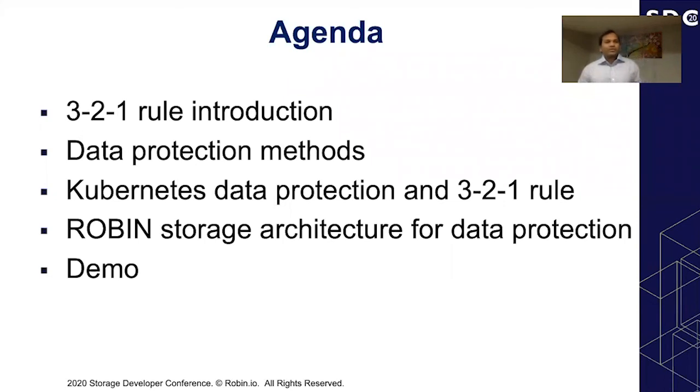First, we are going to look at the 3-to-1 rule introduction, and we'll talk about what data protection methods we use generally for protecting enterprise applications. Then we'll come to Kubernetes data protection and how you can have data protection for the applications running on Kubernetes. And we'll go into the Robin storage architecture and how it provides app-centric data protection. And then we'll have a demo demonstrating this 3-to-1 backup rule for a Cassandra application running on Kubernetes.